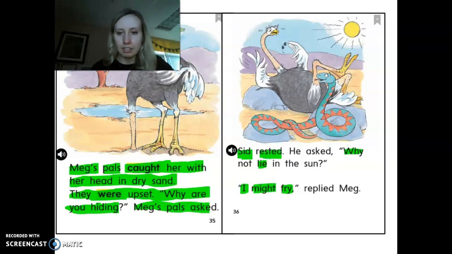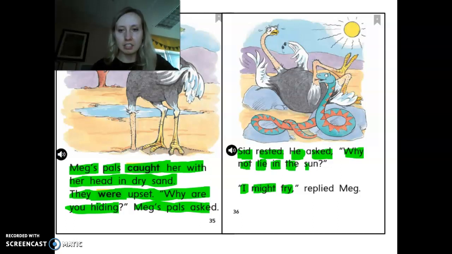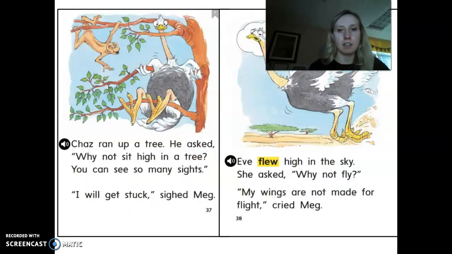Sid rested. He asked, why not lie in the sun? I might fry, replied Meg. So get really hot, right?